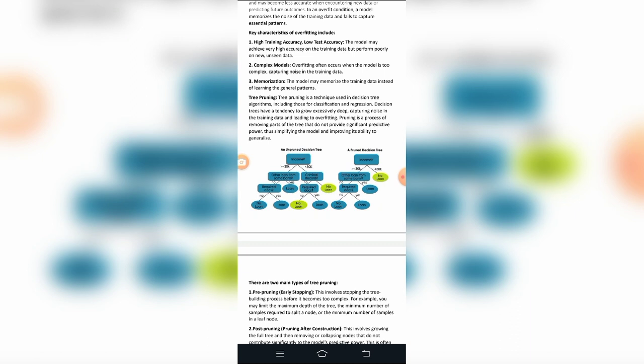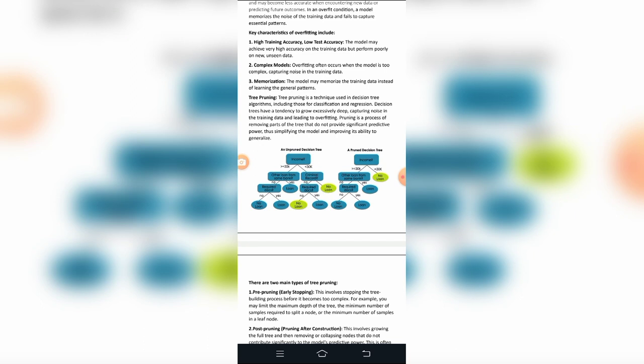Second one is complex model. Overfitting often occurs when the model is too complex, capturing noise in the training data. The third one is memorization. The model may memorize the training data instead of learning the general patterns.